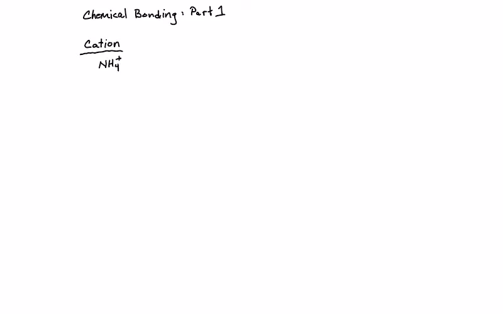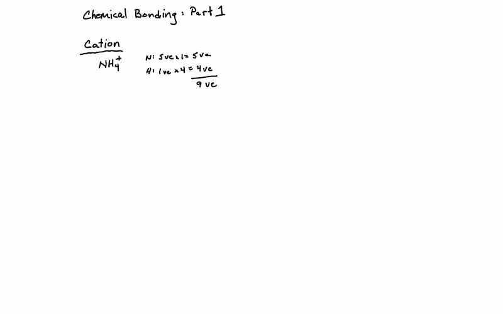Okay, so ammonium has a positive charge. And we can figure out the total number of valence electrons just like we did before by looking at each element. We have nitrogen with 5 valence electrons. There's only one of those. We have hydrogen with its 1 valence electron, and there's 4 of them, for a total of 9 valence electrons.